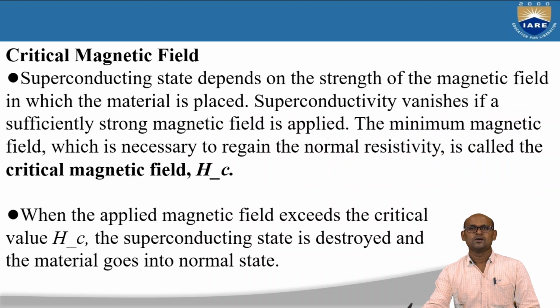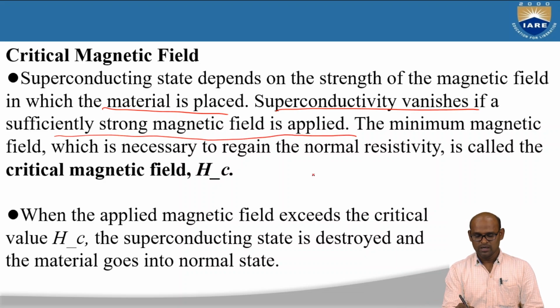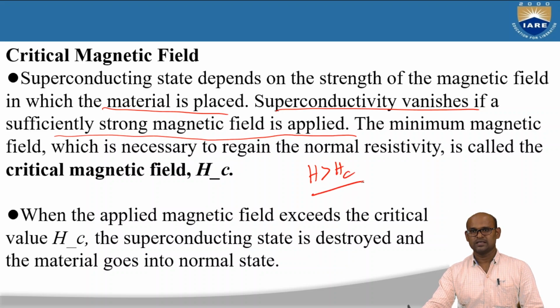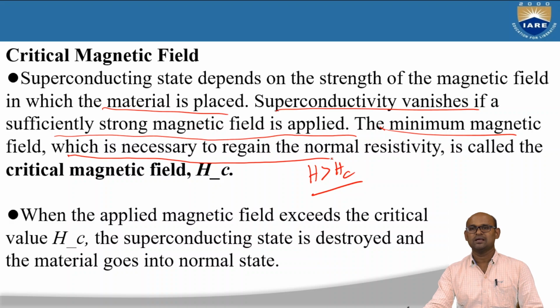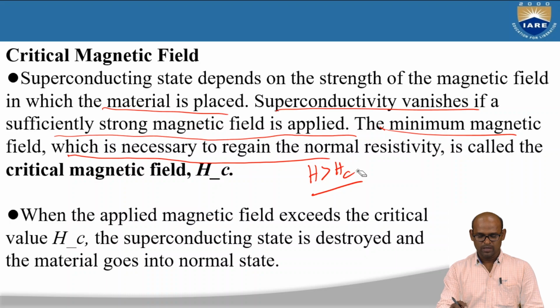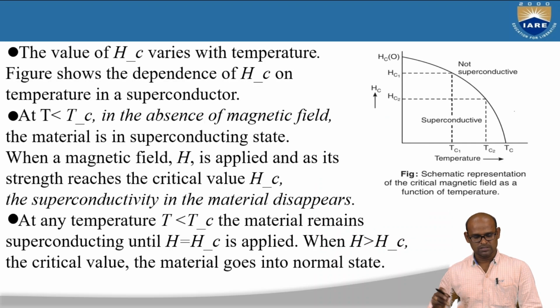Critical magnetic field. The superconducting state depends on the strength of the magnetic field in which the material is placed. Superconductivity vanishes if a sufficiently strong magnetic field is applied. If a field H greater than Hc is applied to a material, then the superconducting state is destroyed and the material will go into the normal state. The minimum magnetic field which is necessary to regain the normal resistivity is called the critical magnetic field Hc. If the magnetic field exceeds this critical magnetic field, then the material will go from the superconducting state to the normal state.